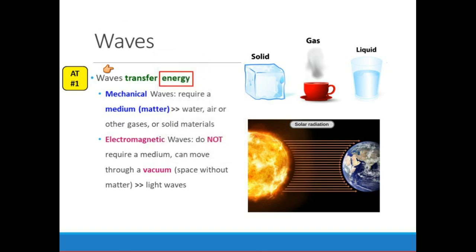Ready, set, go. I'm sorry, did I mix those up? I might have put it in the wrong order. Is there one that says waves transfer? Let me double check that, guys. I'm so sorry. I must have put those incorrectly. Hold on. We are on October 8th.